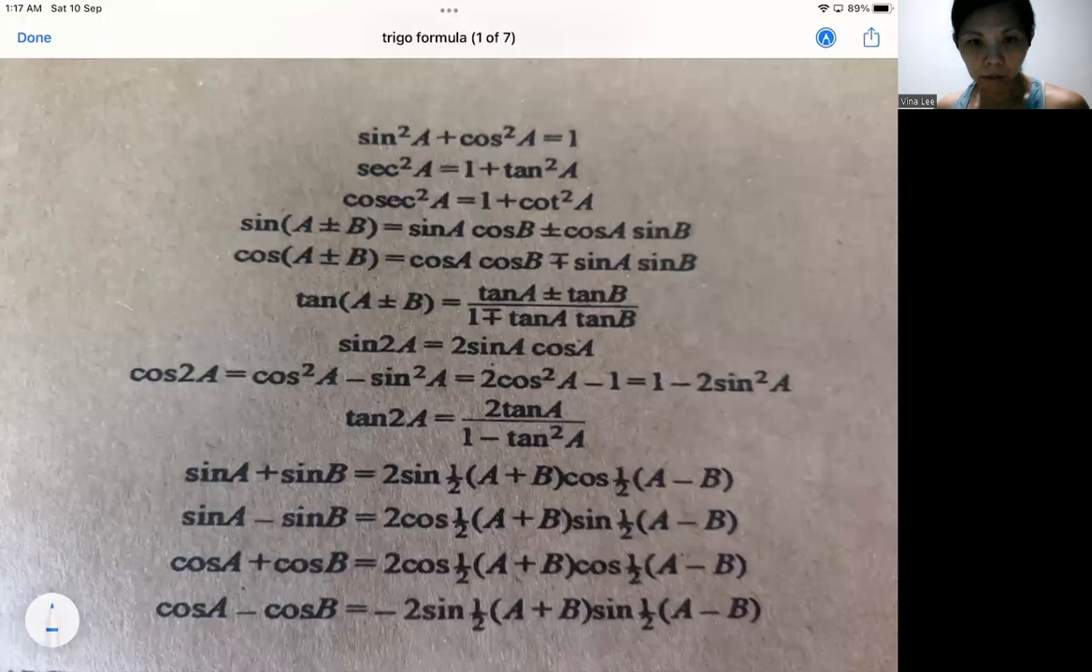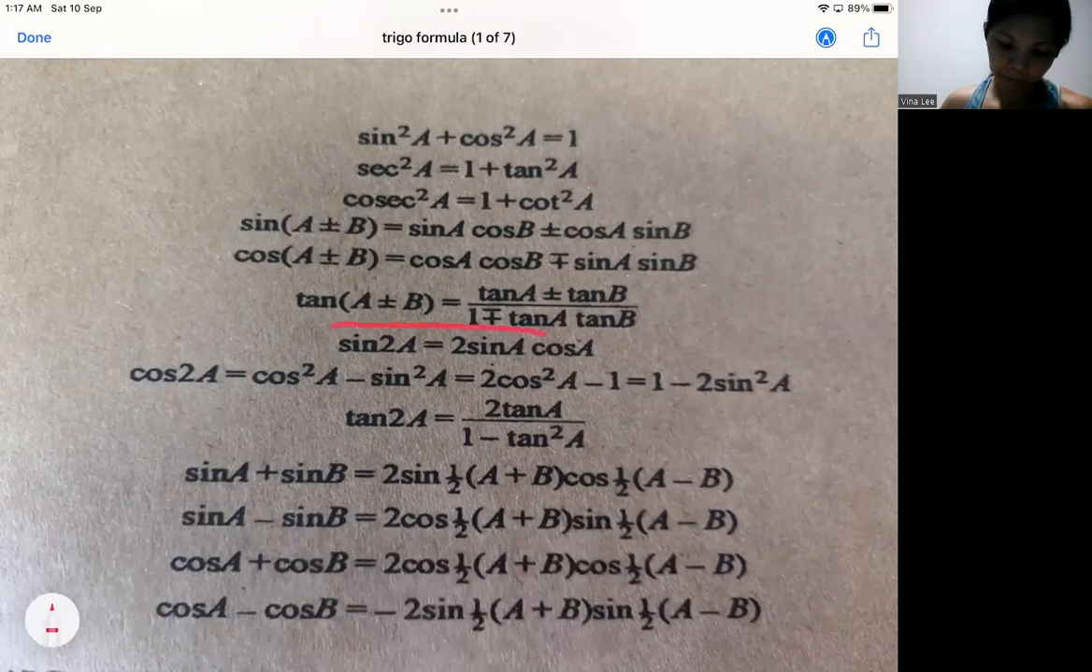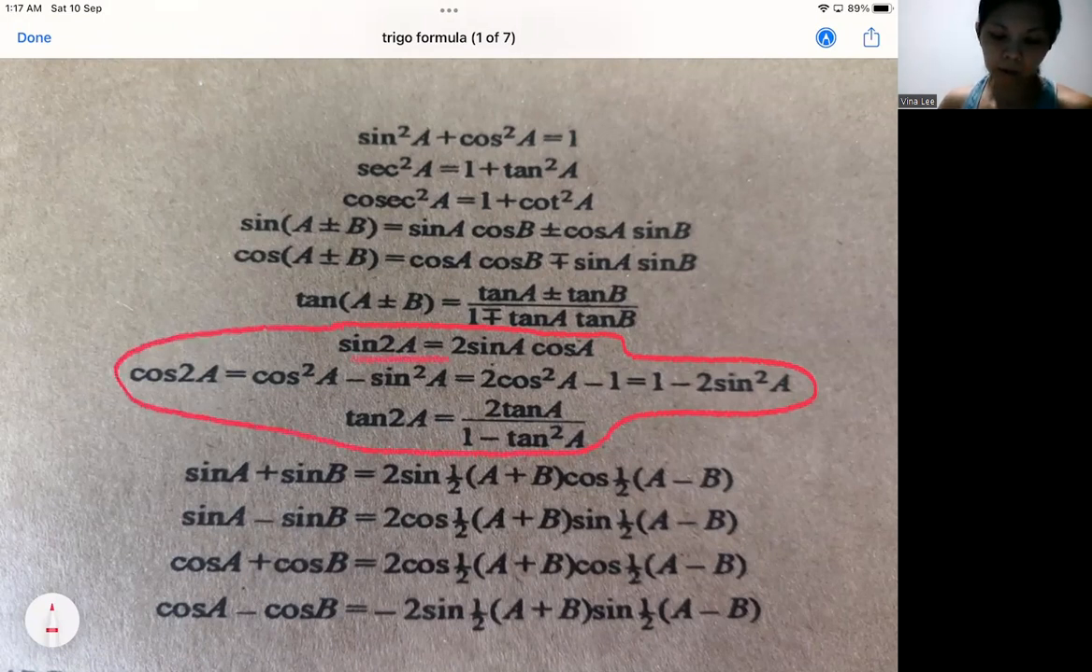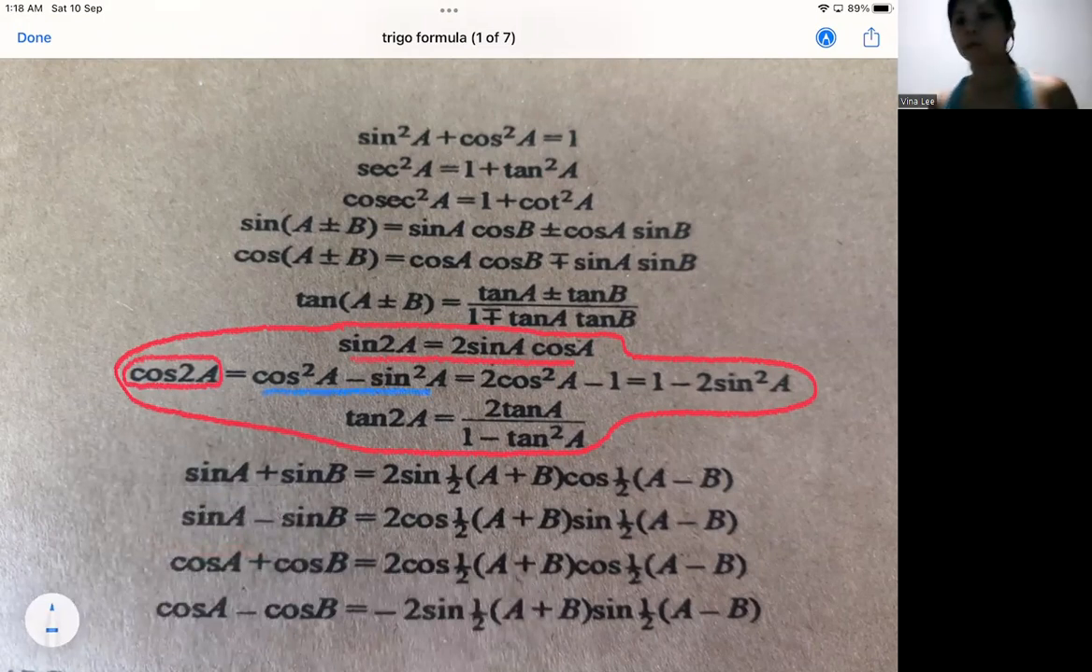If you take a look, the double angle is actually here. There will be one double angle. They will give you sine 2A equal to 2 sine A cosine A. Then the tricky one will be cosine 2A. Cosine 2A has three formulas, so there are three equivalent formulas. This is the troublemaker. When there are three formulas, sometimes you need to choose correctly.